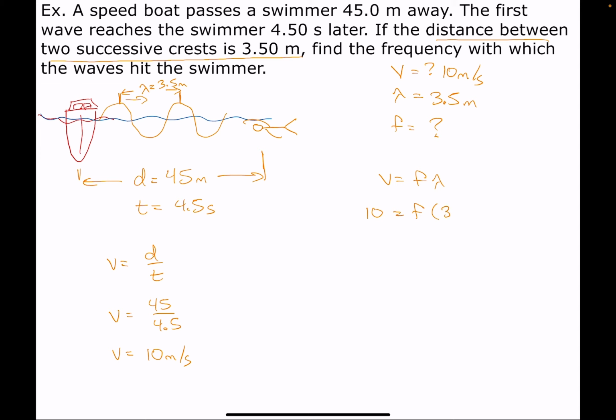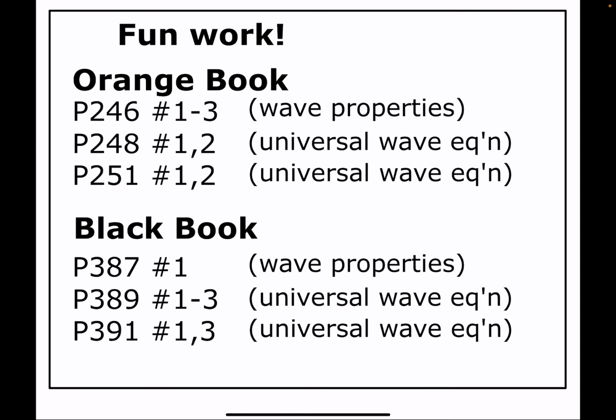Frequency, I don't know, but I do know the wavelength is 3.5 meters. So I can take that 10, divide by 3.5, and the frequency then is 2.857. We want 3 sig digs, so we're going to cut it here: 2.86 hertz. Frequency is measured in hertz. Hertz actually is inverse seconds, 1 over seconds. Kind of a weird unit, but frequency is measured in hertz. And that's it.